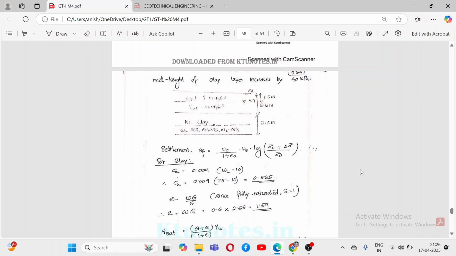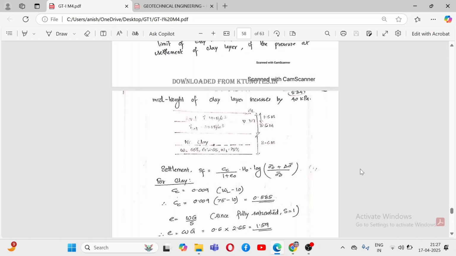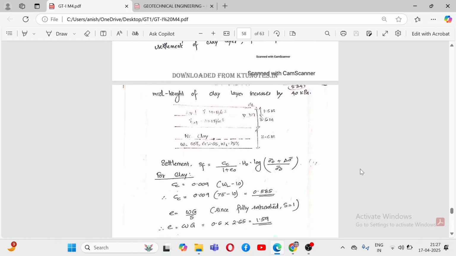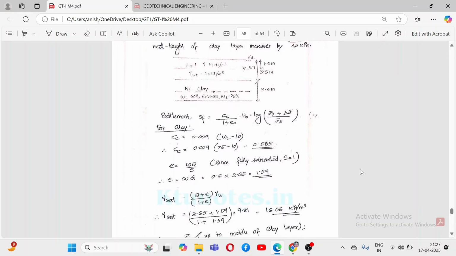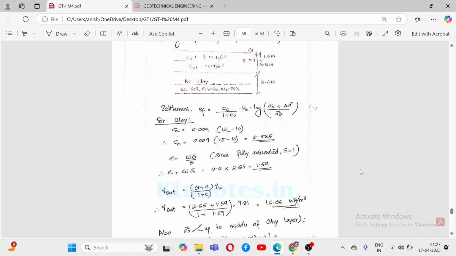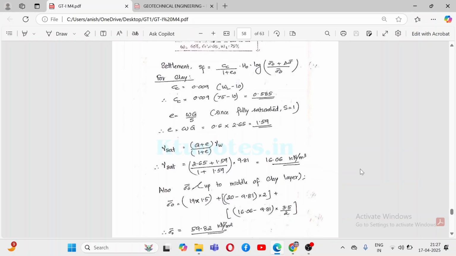So you got Cc, but what is yet to be found? You have to know the void ratio, right? e S equals w G, right? As it is fully saturated, you take S equal to 1, and you get the value 1.59. Then you find the gamma saturated value: G plus e divided by 1 plus e, times gamma w, where G is 2.65. You substitute the e value and you get gamma saturated.